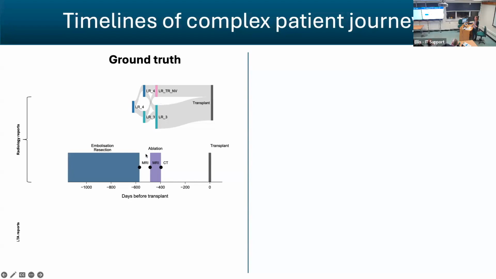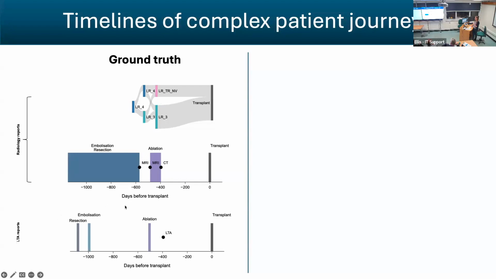However, we can then add some other information to it from liver transplant assessment reports. So here, it's the same structure of a timeline. We know when the liver transplant assessment happened, and we also can see information about those 3 treatments. But now we can pinpoint an exact date when that happened. So we can see there is complementary data with using more than one report type.